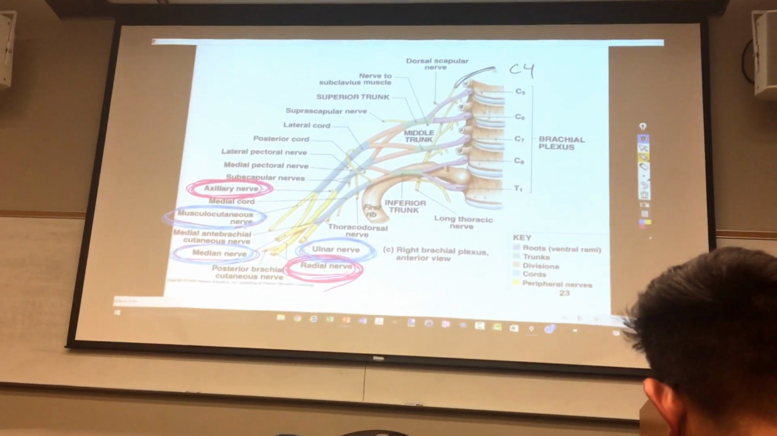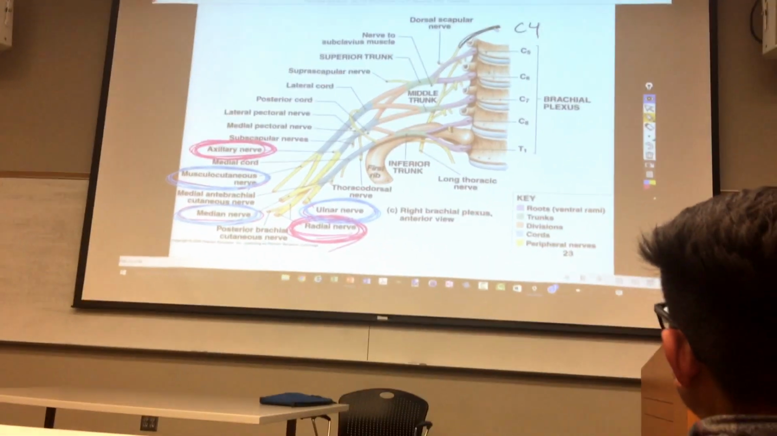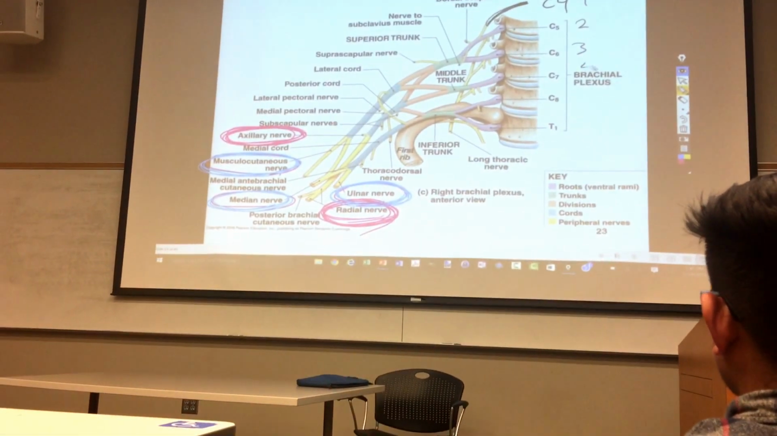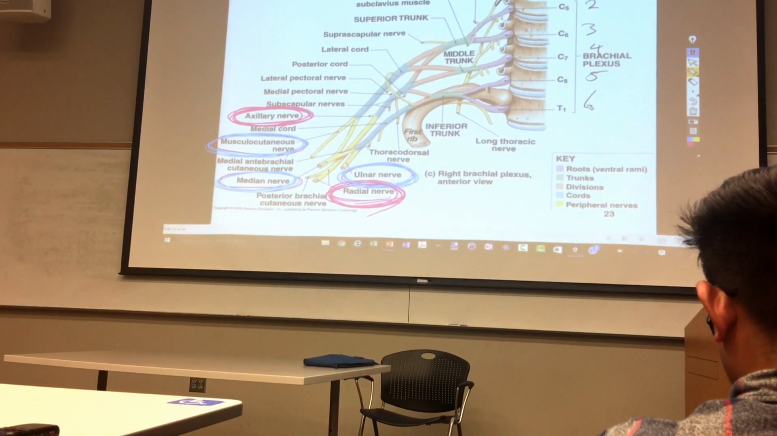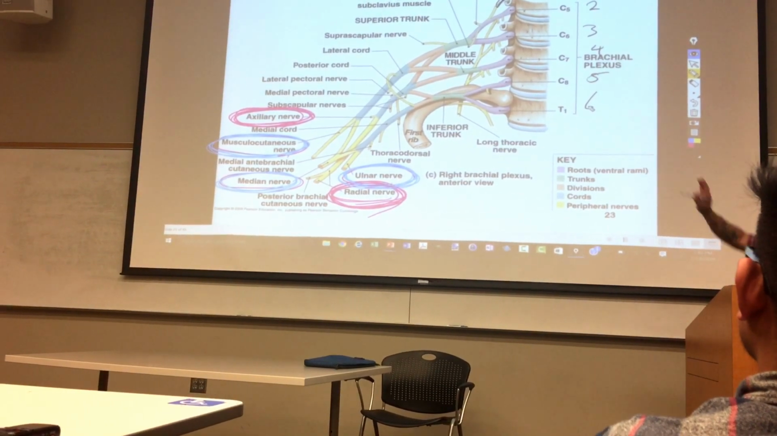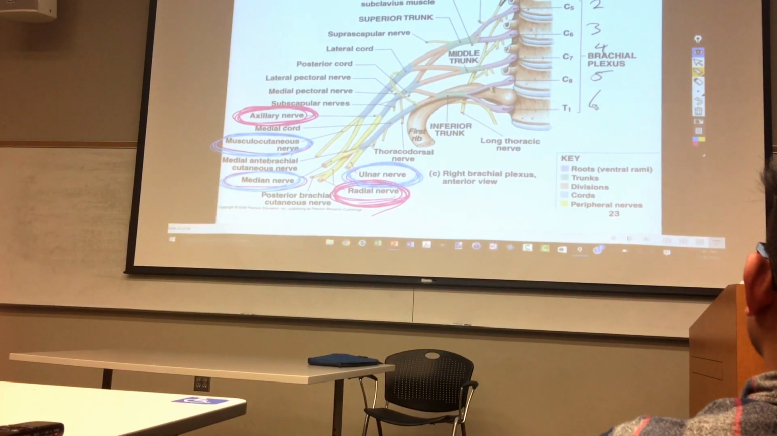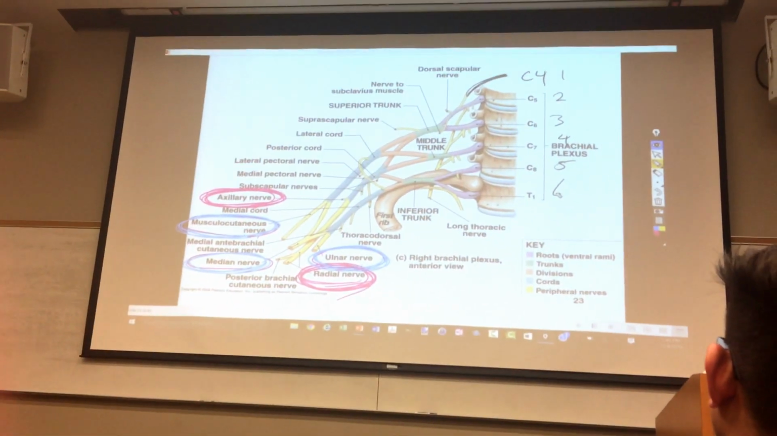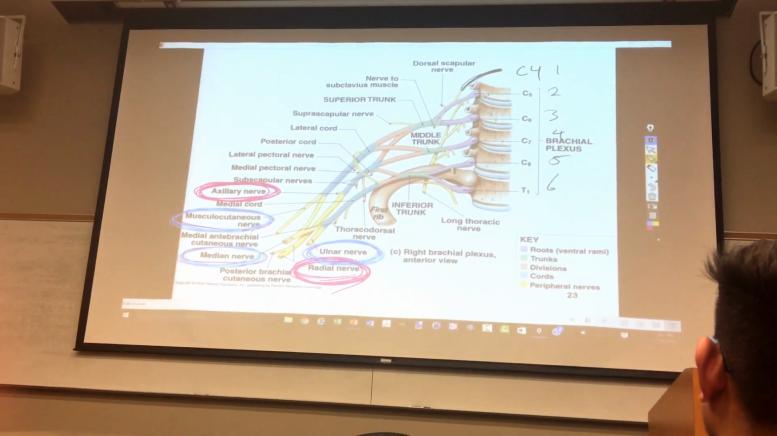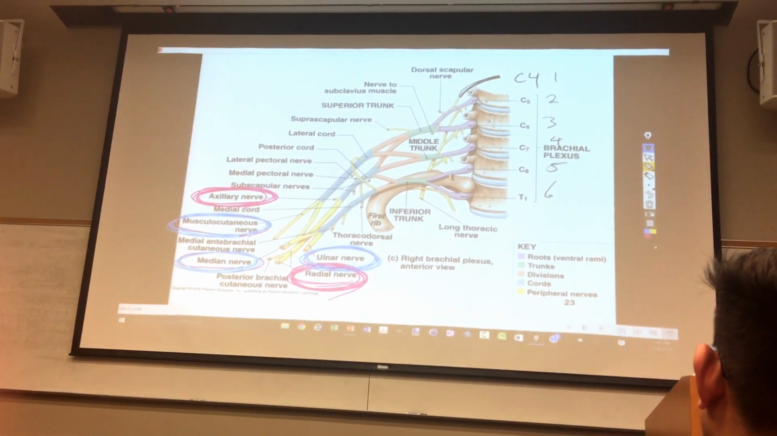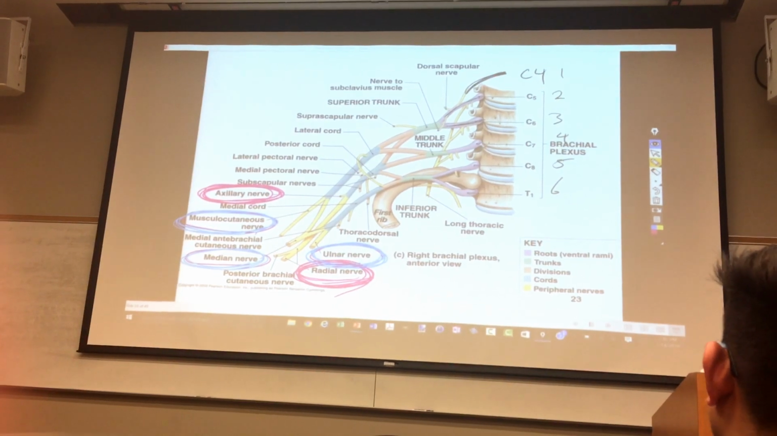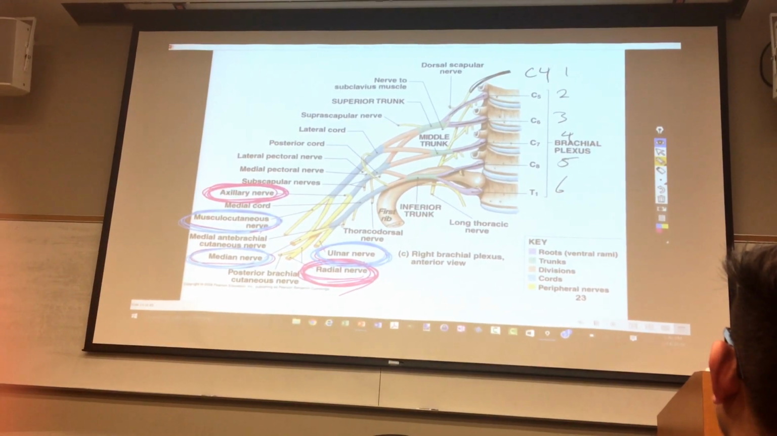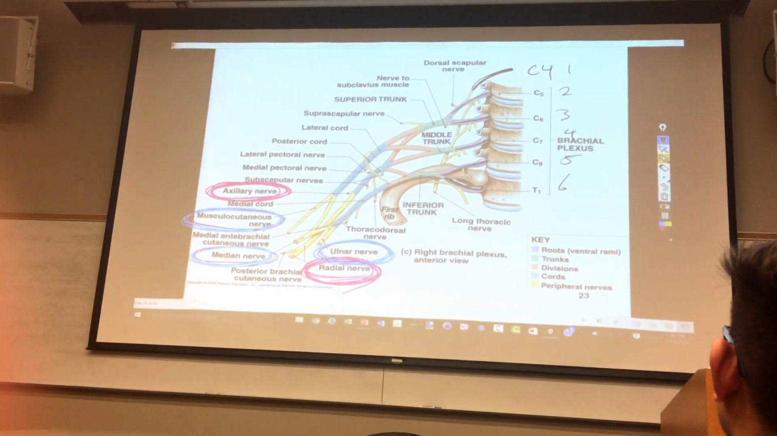So look, that's from C4, coming like that, because then that gives us 1, 2, 3, 4, 5, 6 segments. So it's supposed to be C4 to T1. Now, here's what you should pay attention to. We're going to ignore C4 for right now, and what we're going to see is a portion of C5 that comes out like this, C6 that comes out, C7, C8, and T1, okay?